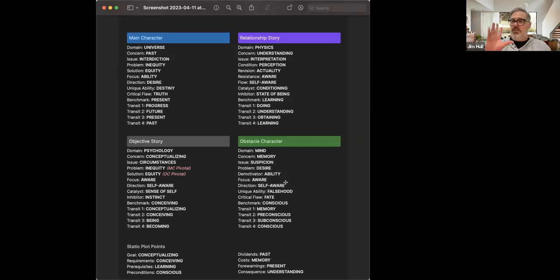Then the way you can get down to the micro level of it is that the you and I argument is the two pivotal elements, which are the connection point between character and plot. I have them marked here. You can see main character, pivotal, and an obstacle character.